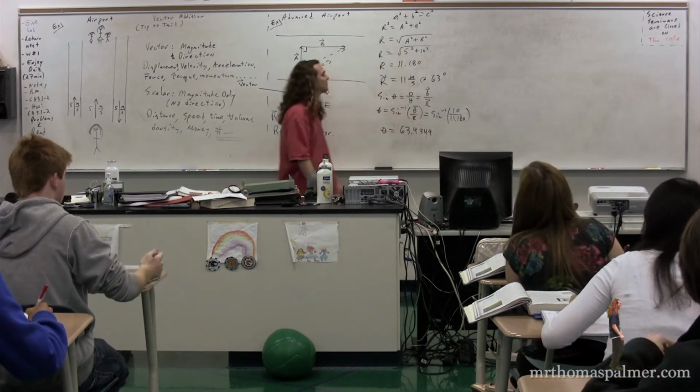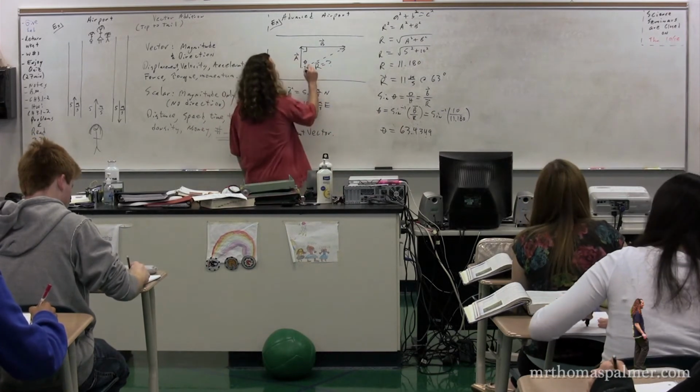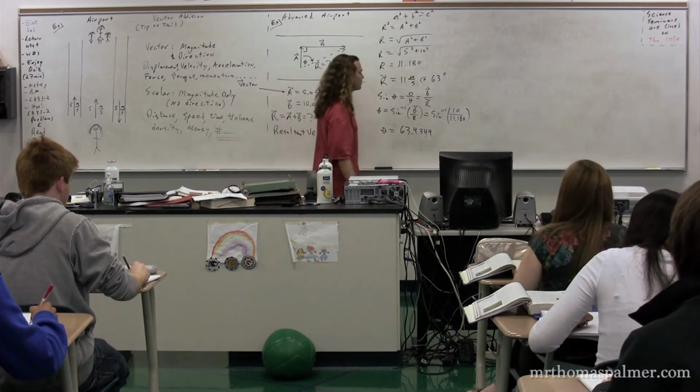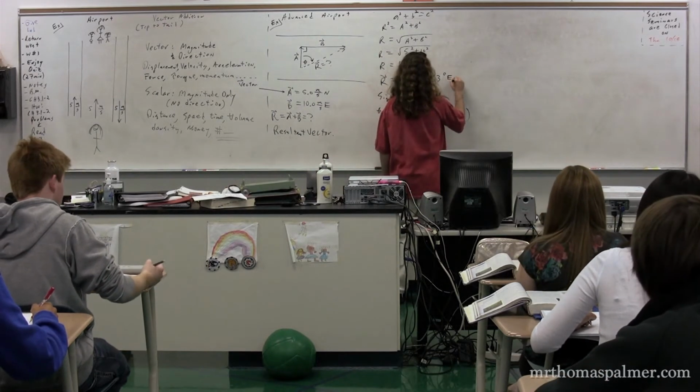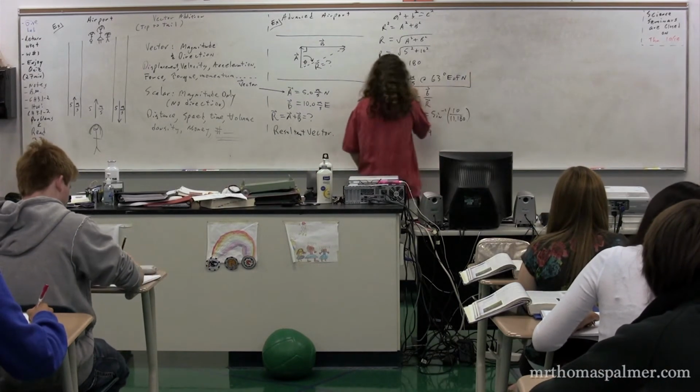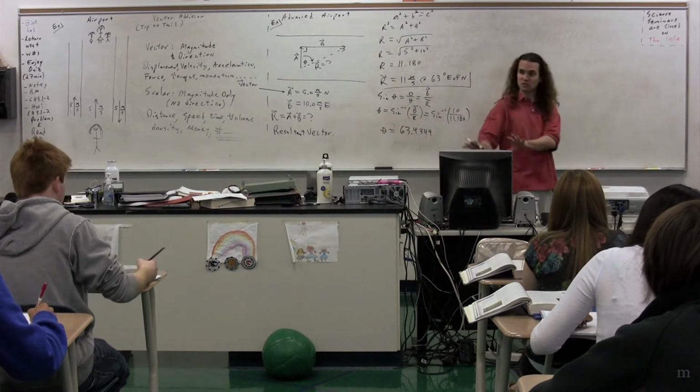So, in other words, our resultant vector is 11 meters per second at an angle of 63 degrees with sig figs. And I'm going to say that is this angle right here, which means it's 63 degrees east of north. I will talk about the east of north in just a moment.